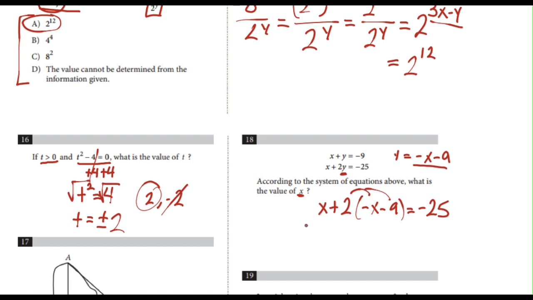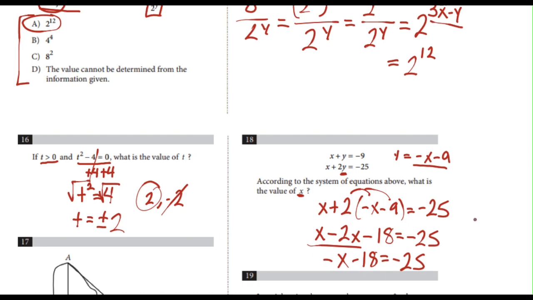We can distribute the 2, and we'll have x minus 2x minus 18 equals negative 25. X minus 2x is going to be negative x minus 18 equals negative 25. And then we can add 18 on both sides, and we'll get negative x equals negative 25 plus 18, which is negative 7. And then finally, we can divide each side by negative 1, and we'll get that x equals positive 7.